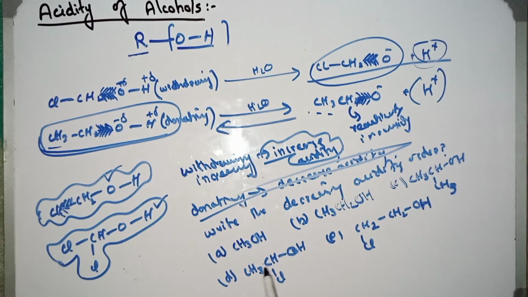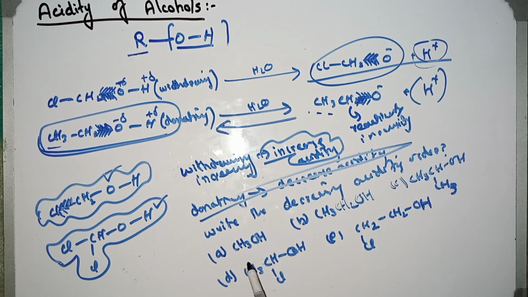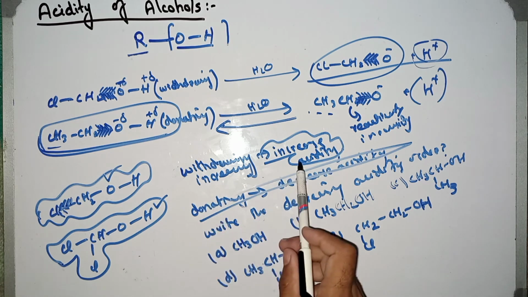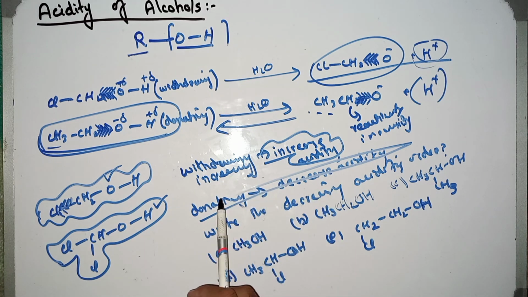The main hint for this problem is: the more electron donating groups, the more it decreases acidity; the more electron withdrawing groups, the more it increases acidity.